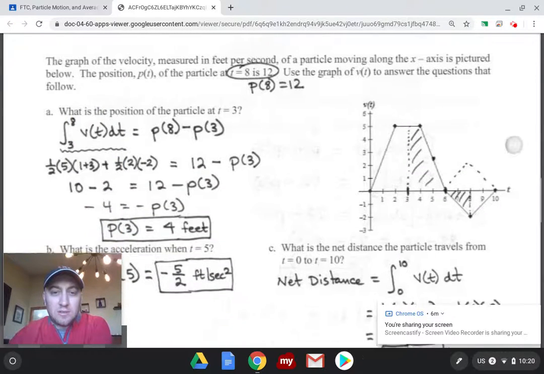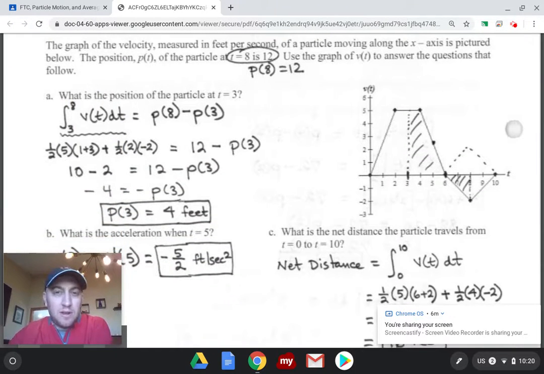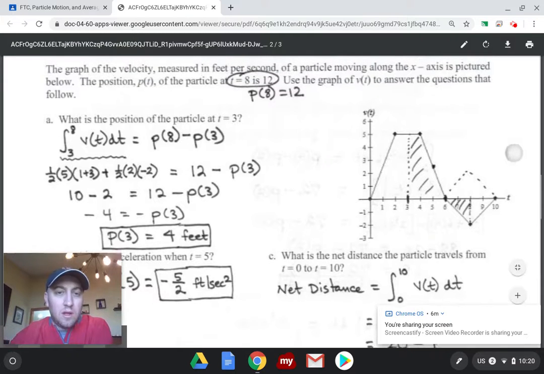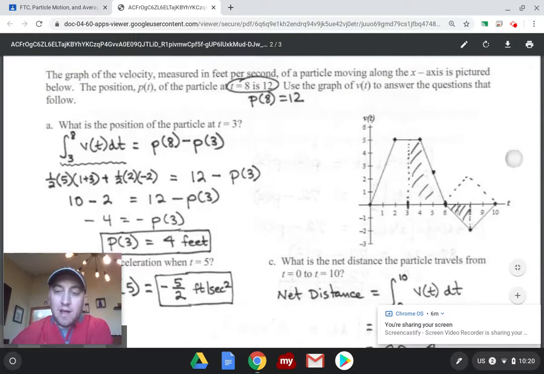This question is pretty similar to what we did in the last unit as well. We have the graph of the velocity that is shown. Then we have a little bit of information that says that the position at t equals 8 is 12, so we know that p of 8 is equal to 12. If it's asking for the position at t equals 3 and you know the velocity, it's always a good idea to use the definite integral going from the unknown value of t to a value of t that you actually know. So that's why they chose to go from 3 to 8.